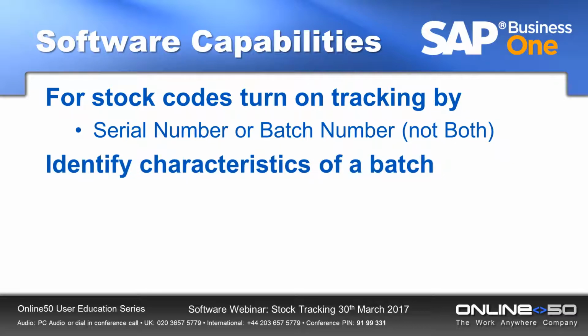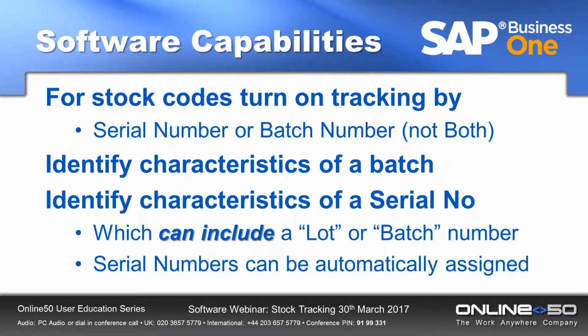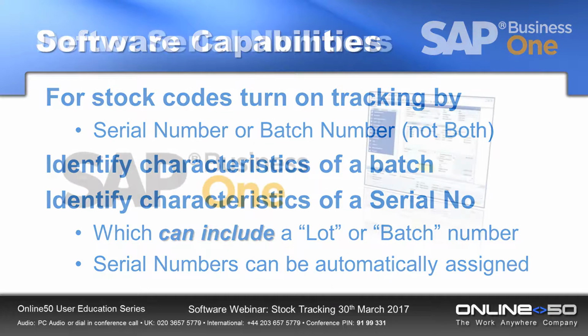You can identify the characteristics of a batch. So for a particular batch, you can say, here is the expiry date, is one of the things we've talked about. If it's a chemical product, you may want levels of impurities, that kind of thing. And you can identify characteristics of serial numbers. Serial number, one of the characteristics can include a lot or a batch number. And you can also, if you choose, have your serial numbers automatically assigned for you by the system.